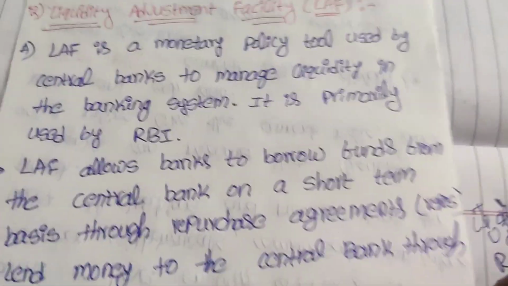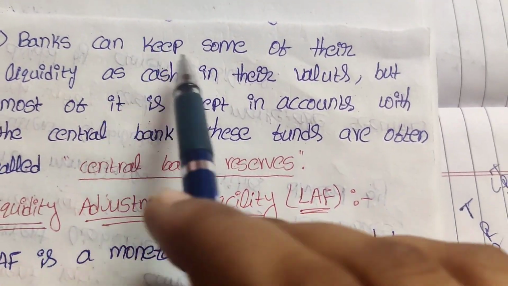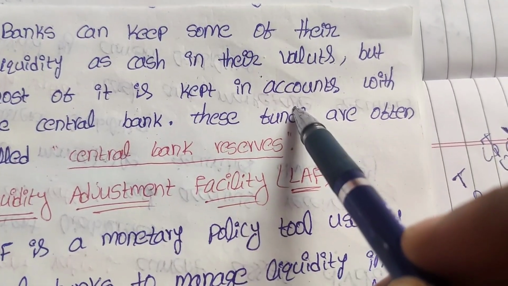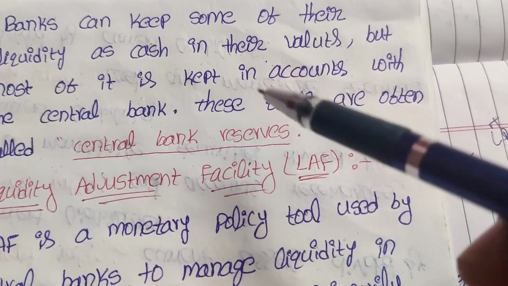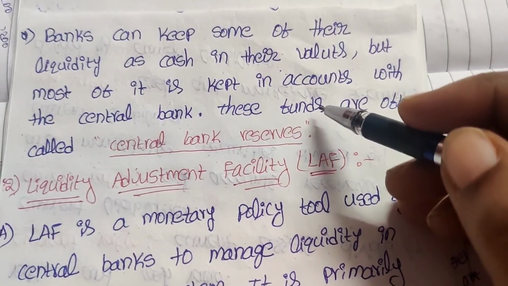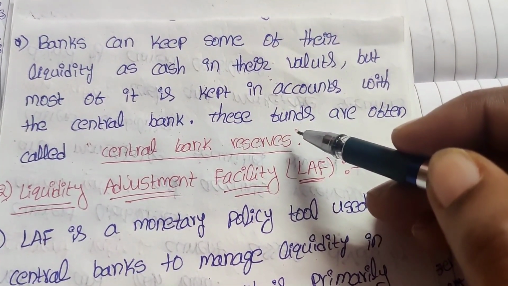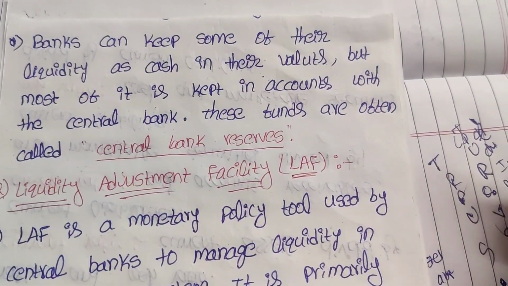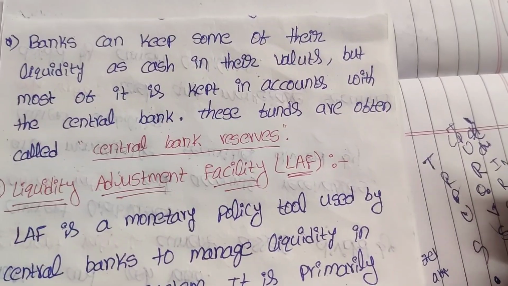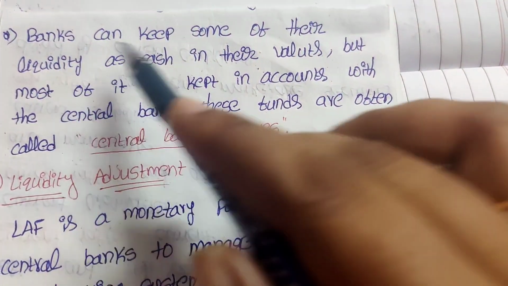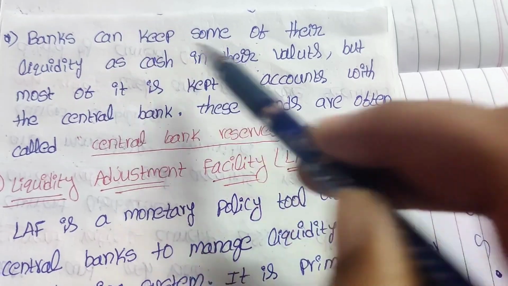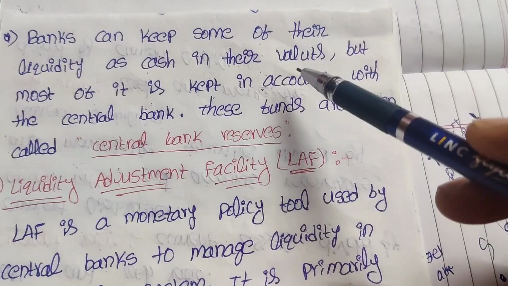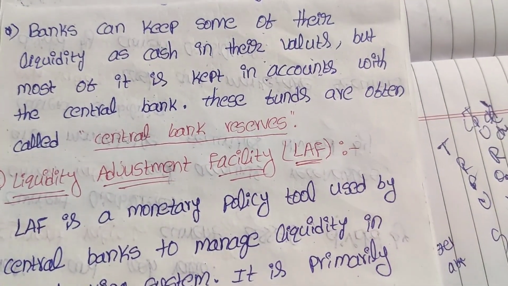Next, banks can keep some of their liquidity as cash in their vaults, but most of it is kept in accounts with the central bank. These funds are often called the central bank reserves. One more question that may come up is how we define the central bank reserves. It means banks can keep some of their liquidity as cash in their vaults, but most of it is kept in accounts with the central bank. These funds are often called the central bank reserves.